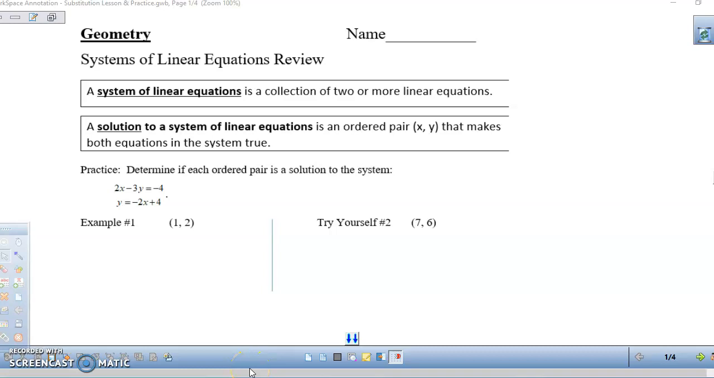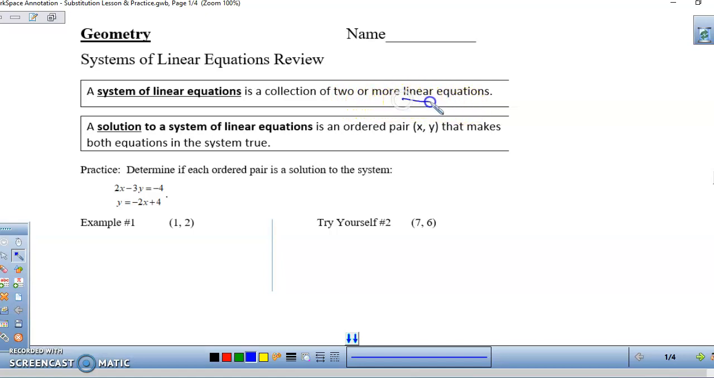Hello, geometry. Today we're going to start our review over systems of linear equations. You should have done this again in the middle of algebra last year. So a reminder, a system of equations is just two or more linear equations.